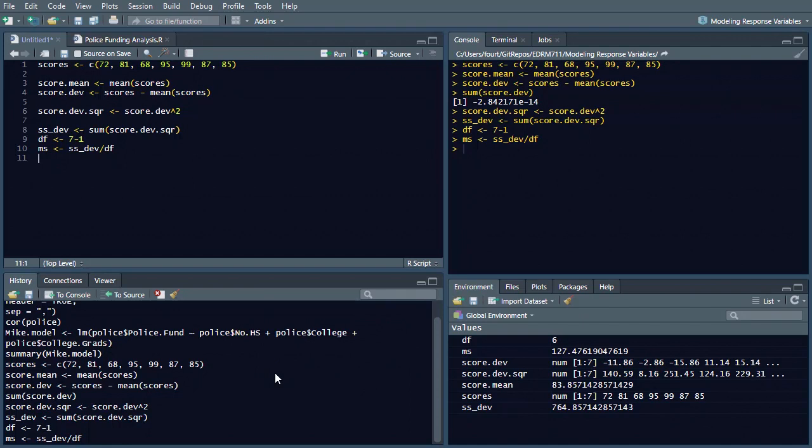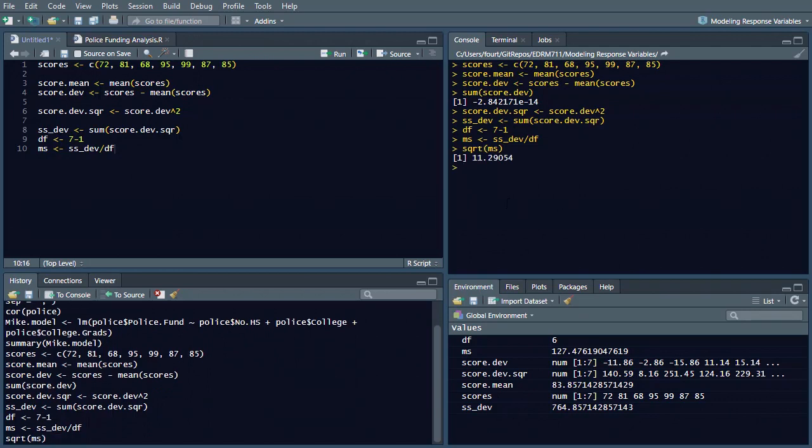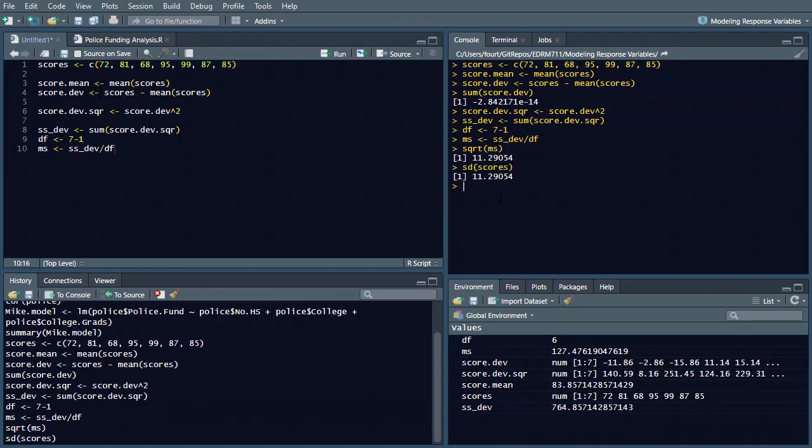And if you were to take the square root of variance, or the mean square, let me just do it over here. Take the square root of the mean square. That's 11.3. Well, what is that number? Well, watch this. The standard deviation of the scores is 11.3. So the square root of mean square is a standard deviation.